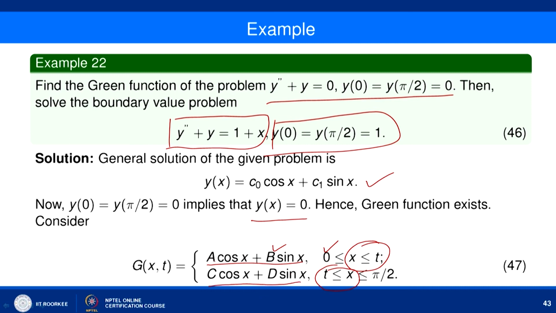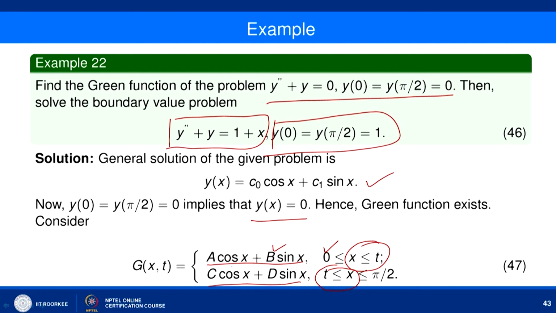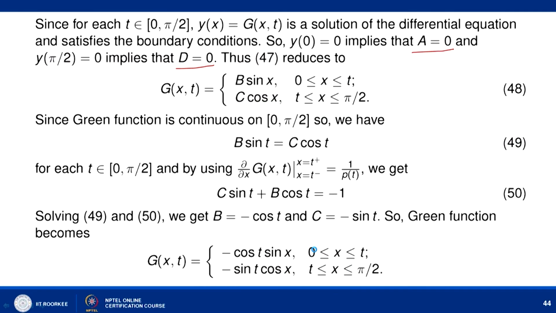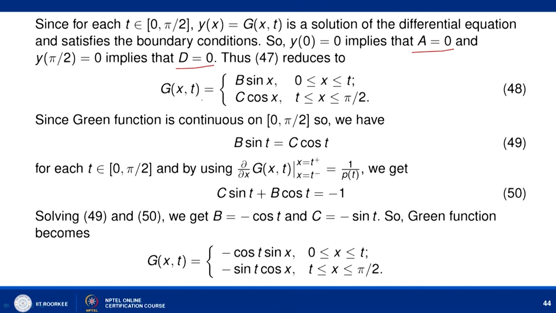So y(0) equal to 0 implies that a equal to 0, because this is the solution which contains the region x equal to 0. Similarly y(pi/2) equal to 0 means d equal to 0. So our G(x,t) is now reduced to this: G(x,t) is equal to b sin x when x lies between 0 and t, and c cos x when x lies between t and pi/2. So now we have to find this b and c.